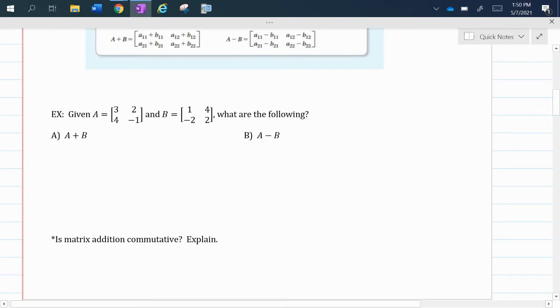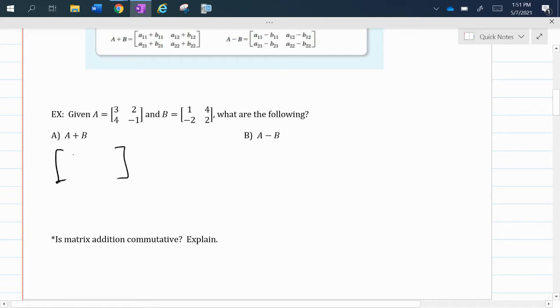I've given matrix A and matrix B. Matrix A is a 2 by 2 matrix because it has 2 rows and 2 columns. Matrix B is also a 2 by 2 matrix. So they have the same dimensions. Therefore, we can add and subtract them. So when we add and subtract, we're just going to add and subtract the corresponding entries.